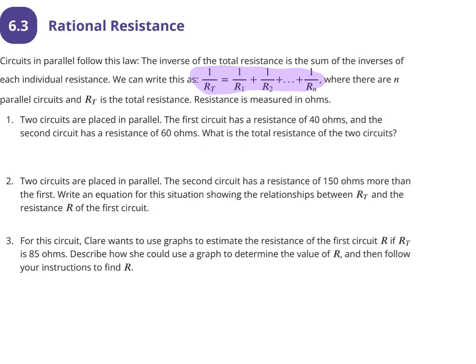Let's look at problem number 1. 2 circuits are in parallel. So to get the resistance, we do 1 over RT equals 1 over R1 plus 1 over R2. The first circuit has a resistance of 40. The second circuit has a resistance of 60. Well, what's the one thing we know? We cannot add fractions with different denominators or different bottoms. So the bottoms must be the same.